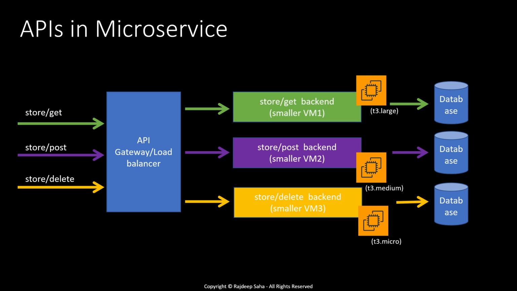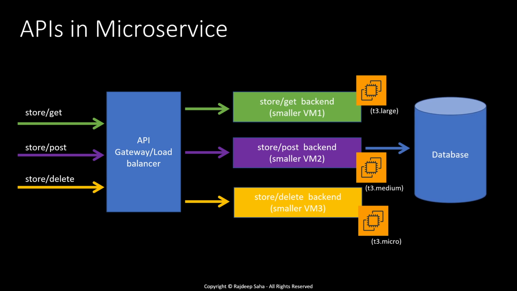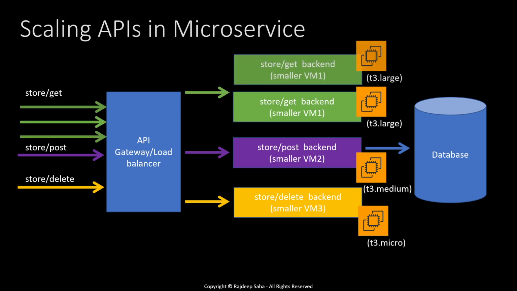So going back to our previous example where our code base is separate and it is using the same database, now let's say store/get traffic increases. Instead of scaling up all three different EC2s, only the virtual machine that's running the store/get backend needs to scale.